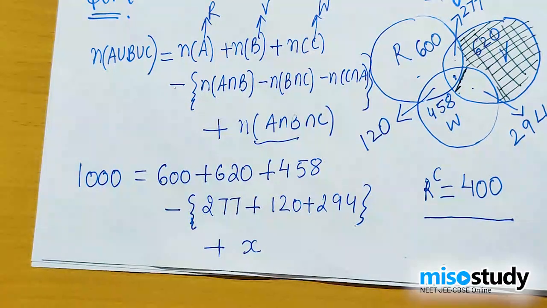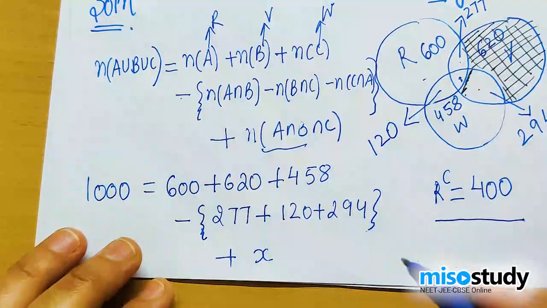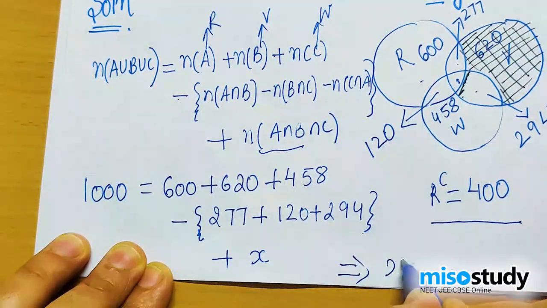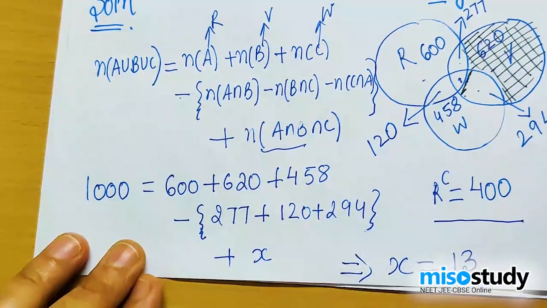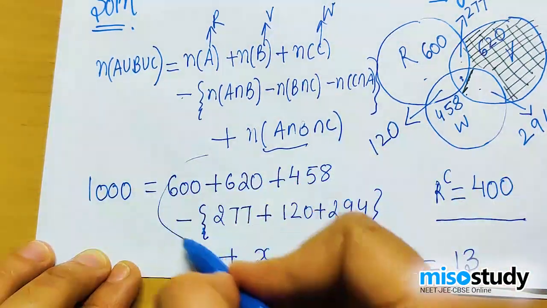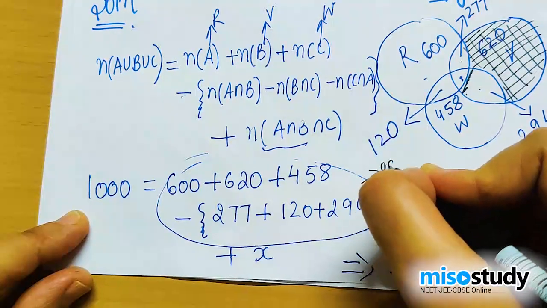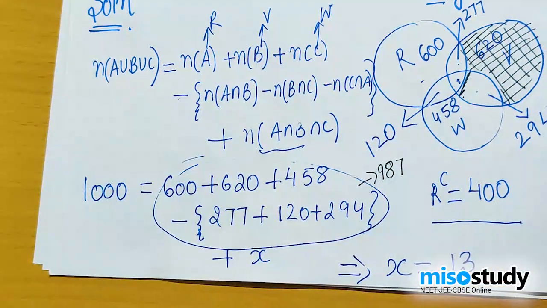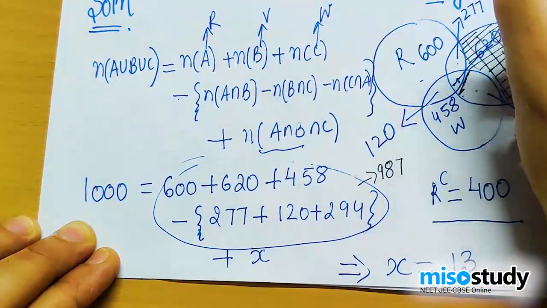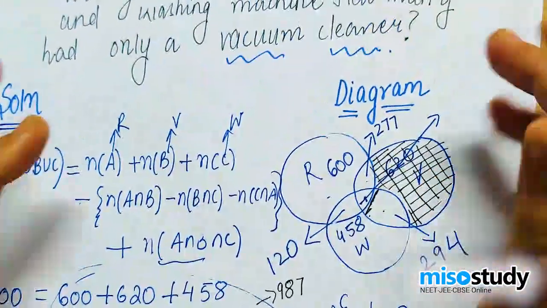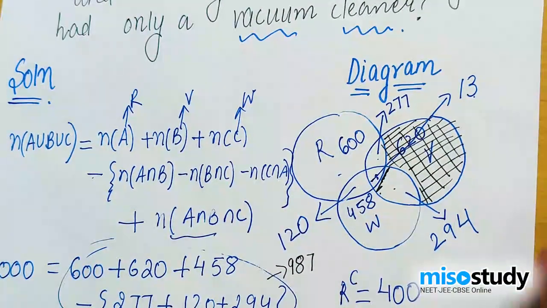So I'll not waste much of your time. On solving this, you can solve it on your own and find out. On solving this, you will get X is equal to 13. Because this entire thing will give you 987. You can calculate on your own, and that's how X will give you 13. So A intersection B is nothing but 13. Alright. I hope we are very, very clear with the diagram.